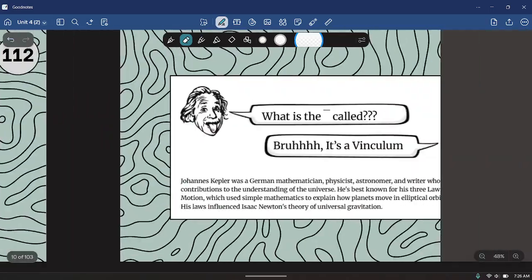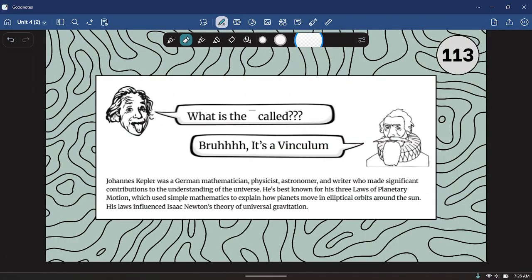All right, flip the page to 113. We got our first comic of the packet. Einstein asks, what is that dash thingy called? That thing? And Johannes Kepler says, bruh, it's a vinculum. Didn't expect that to come from Johannes Kepler, but it did. So we call that thing a vinculum. You hear me say that quite a bit. It's really not that essential to know that that's what it's called, but it's kind of nice to have that clear communication line. So we call that dash thingy a vinculum.